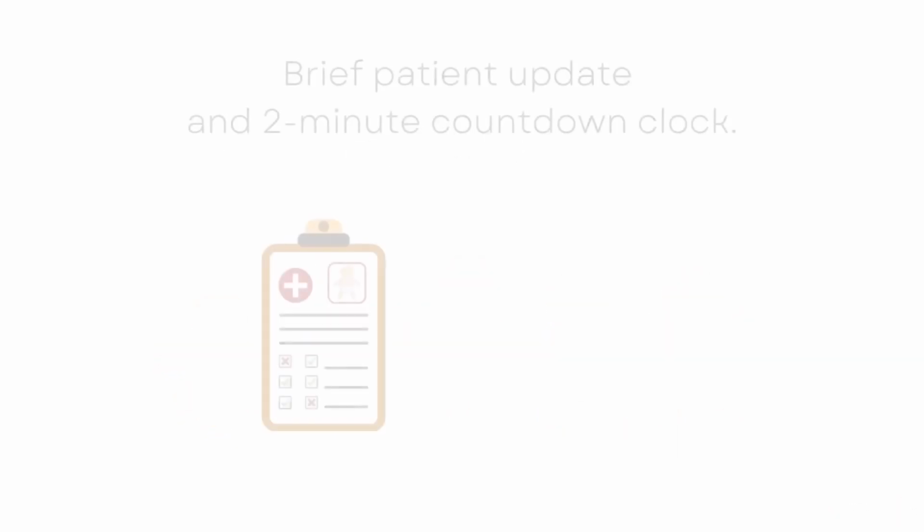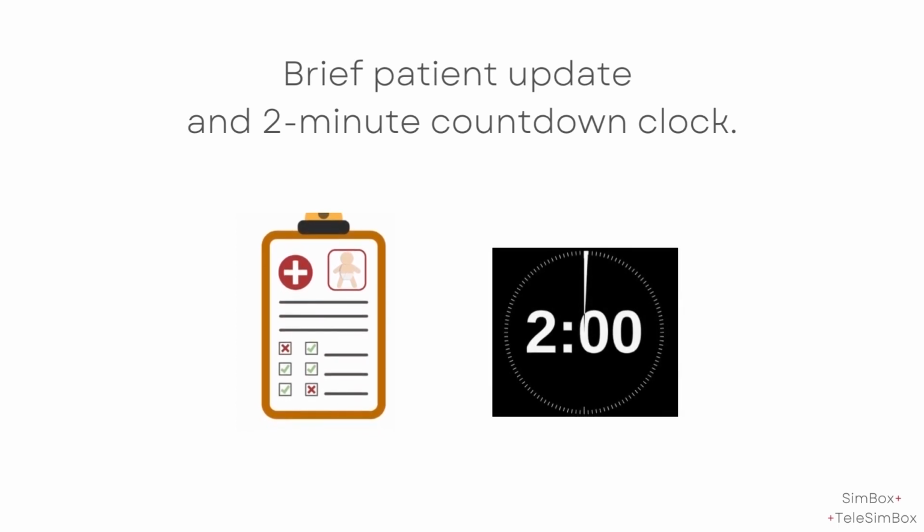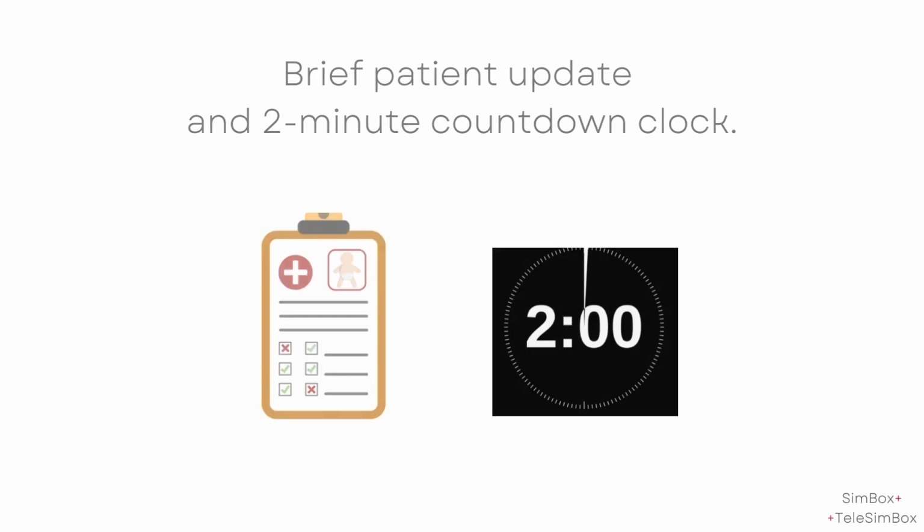Pre-brief. The case will begin with a brief patient update, followed by a 2-minute countdown clock. During these 2 minutes, we ask you to assemble your team and assign roles. We suggest having a team leader and roles similar to your normal workflow. Examples include a person focusing on the management of the airway and a person who will obtain intravascular access or administer medications.